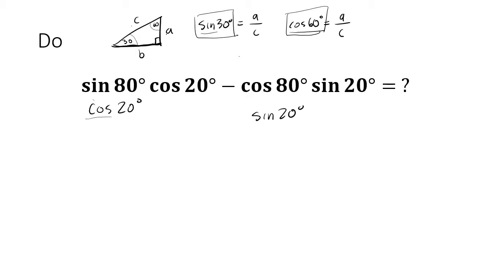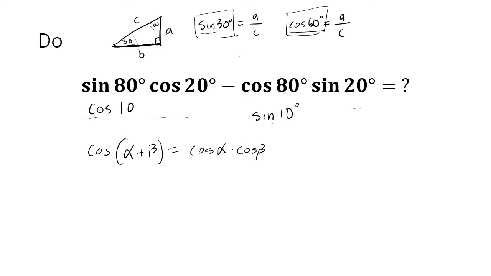So what is this? Cosine of 10 times the cosine of 20. Did I do this wrong? Let's see. That's not 20, it's 10. I'm sorry, that's what I did wrong. 80 plus 10 is 90. So cosine of 10 times the cosine of 20 minus the sine of 10 times the sine of 20. That's looking like the sum formula for cosine. Isn't cosine of alpha plus beta equal to cosine alpha times cosine beta minus sine alpha sine beta?